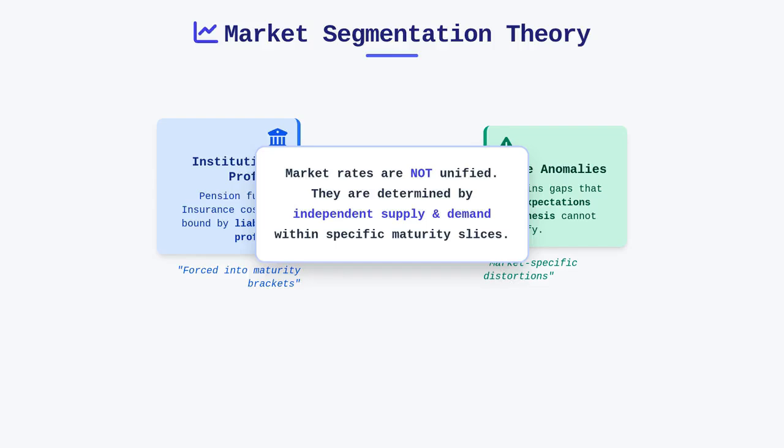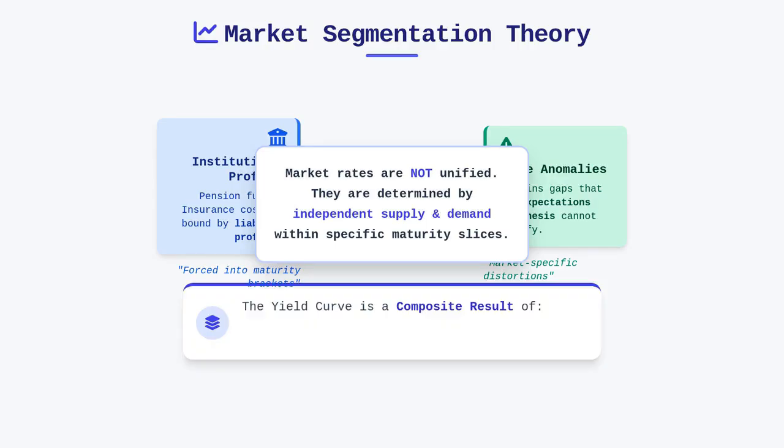By combining these theories, we begin to see that the shape of the curve is a composite of investor behavior, liquidity demands, and specific institutional constraints.